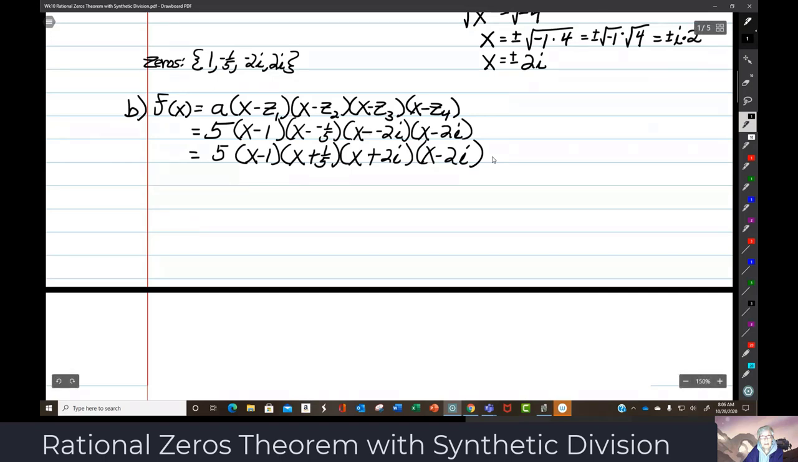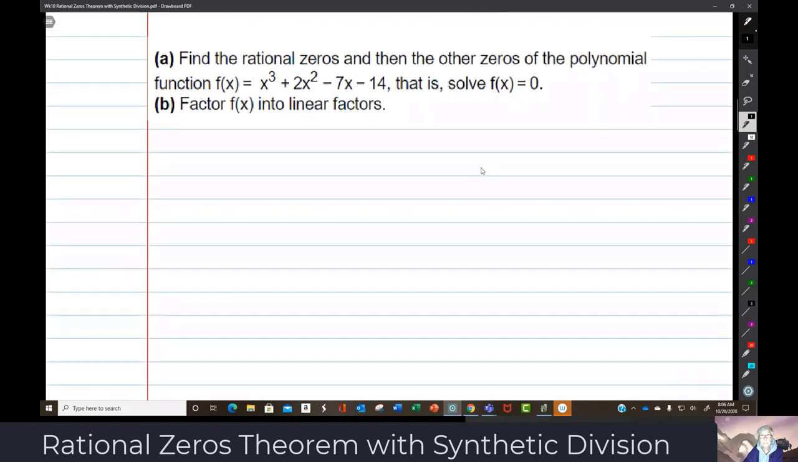Okay, let's do another. Here we have the same kind of problem. This time we have a cubic, so we know there are going to be 3 zeros. We'll use synthetic division only once in order to change this from a cubic to a quadratic. Then we can solve the quadratic. But first we find the P's over the Q's.